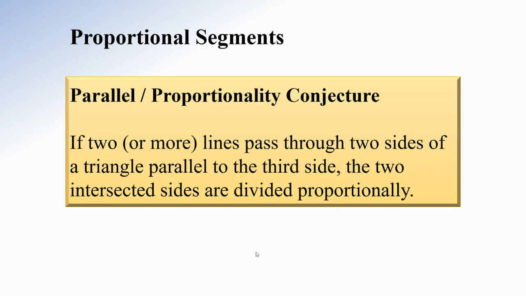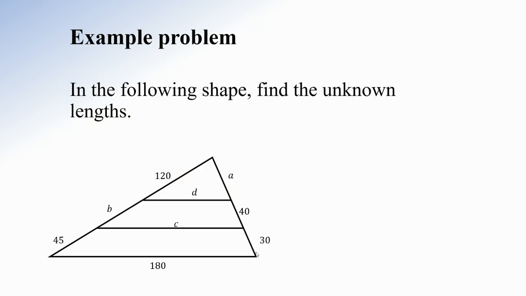So our conjecture is that if two or more lines pass through two sides of a triangle parallel to the third side, then the intersected sides are divided proportionally, in the same proportion on both sides. We can then use that for a question like this. In this following shape, find the unknown lengths. We're given some of the lengths, but not all of them.